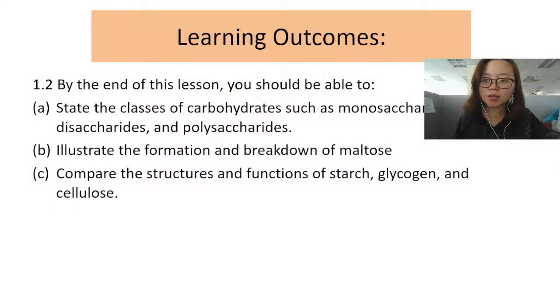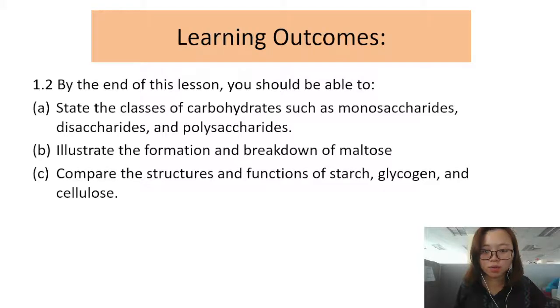So here are the learning outcomes for this subtopic. By the end of this lesson, you should be able to state the classes of carbohydrates such as monosaccharides, disaccharides, and polysaccharides. You should also be able to illustrate the formation and breakdown of maltose. And last but not least, you should be able to compare the structures and the functions of starch, glycogen, and cellulose.